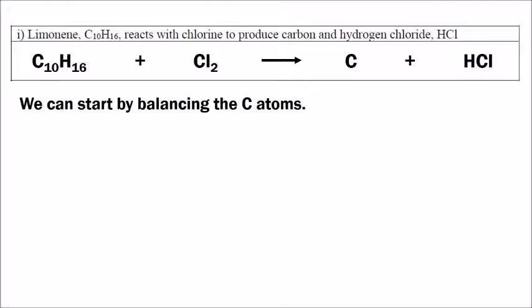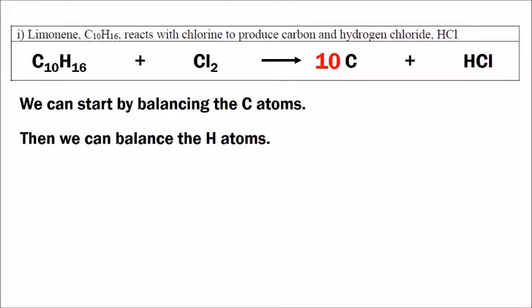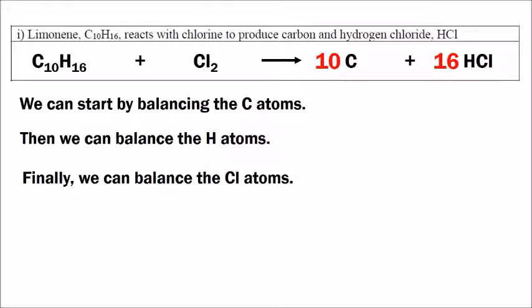We can start by balancing the carbon atoms. So we're going to put a 10 in front of the carbon. Then we can balance the hydrogen atoms. So we can put a 16 in front of the hydrogen chloride. And then finally, to get 16 chlorine atoms on the left, we can put an 8 in front of the Cl2. And now the equation is balanced.